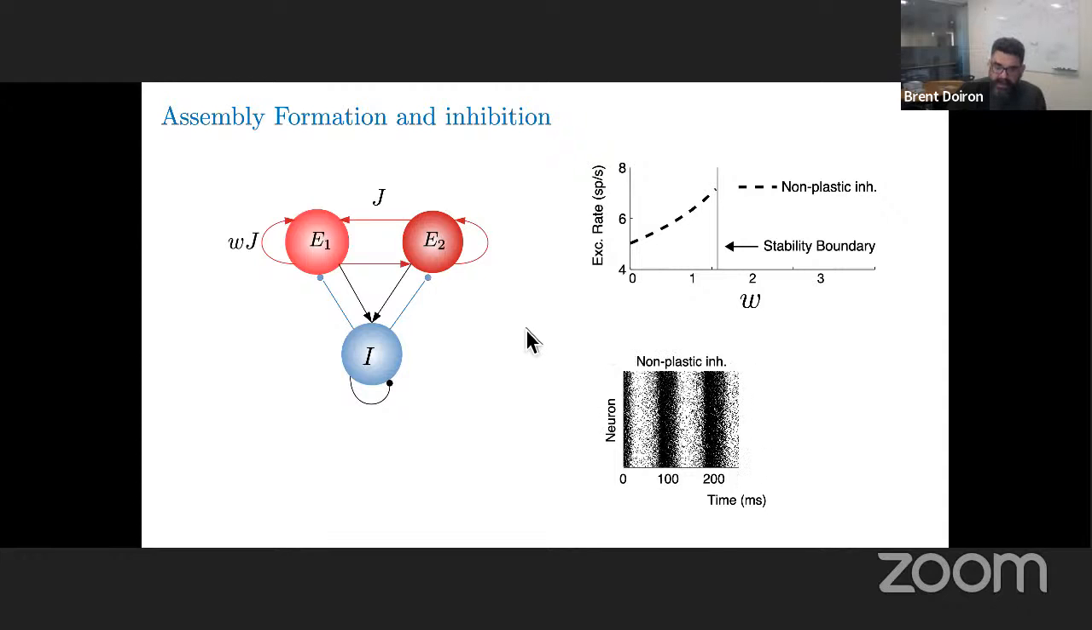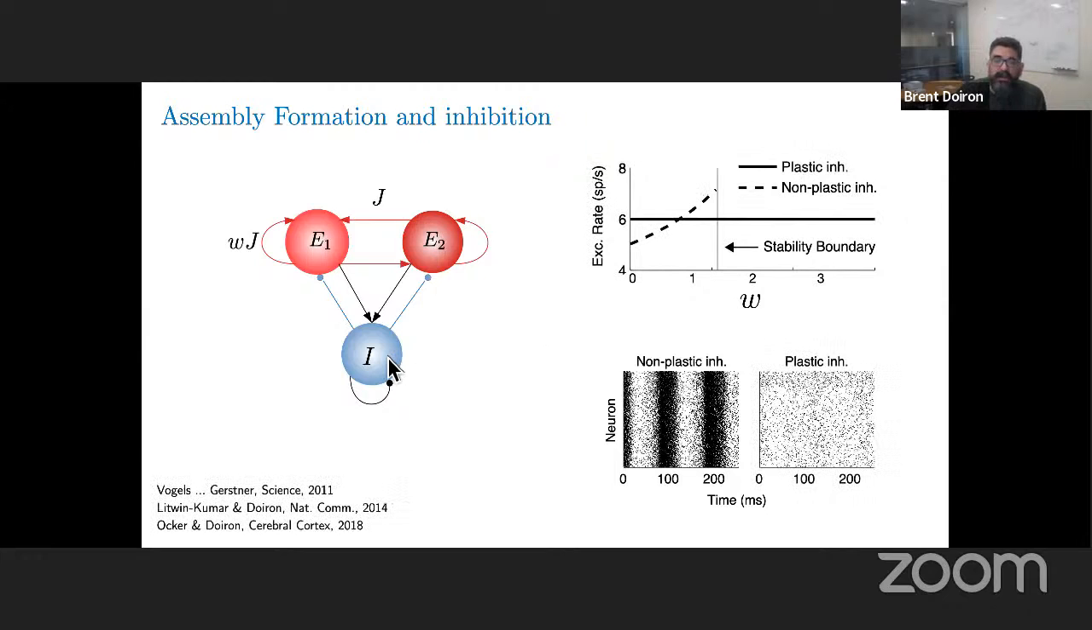It's been well known, Tim Vogels, along with Wolfgang Gerstner, showed that if you have the right kind of homeostatic plasticity mechanisms in inhibition, then you can fix the firing rate of the excitatory neurons, even though the connection strength is increasing significantly, and you can embed an assembly in the system without the fear of runaway activity. So here I'm going to want to extend this.